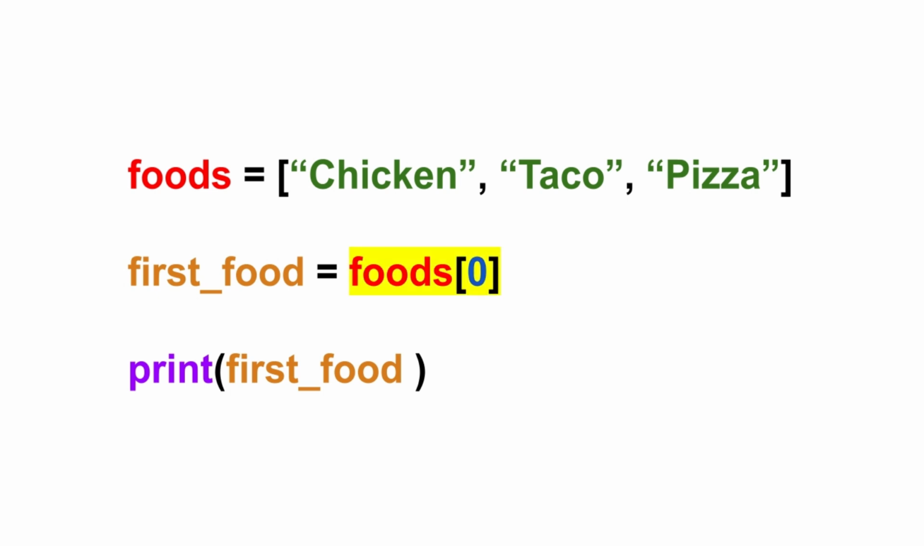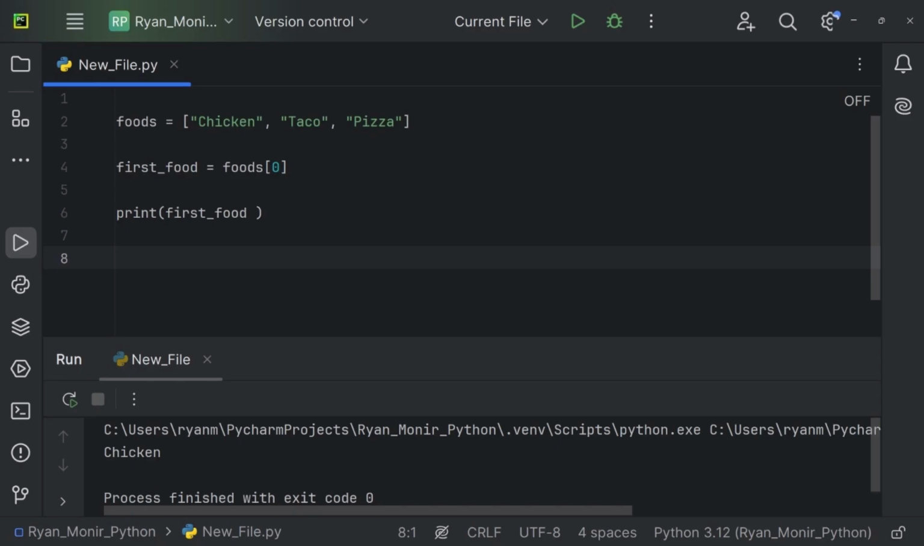After writing the index, I will save it in a separate variable and then print that variable. If we run this, we will see that only our item of chicken is printed on the console.